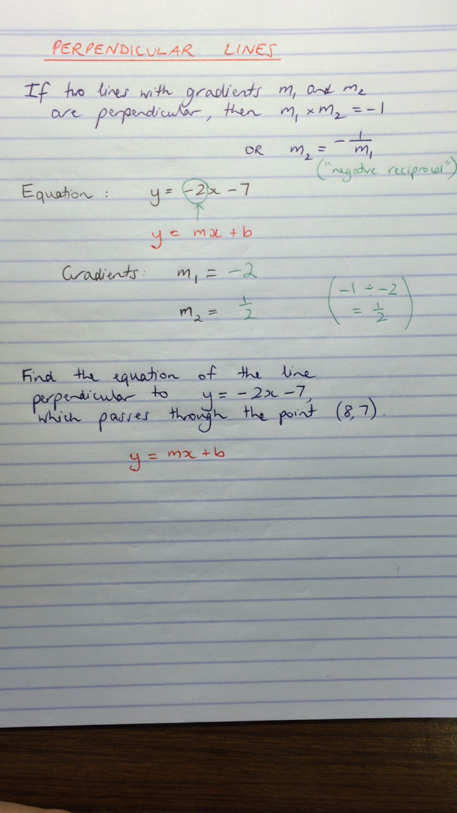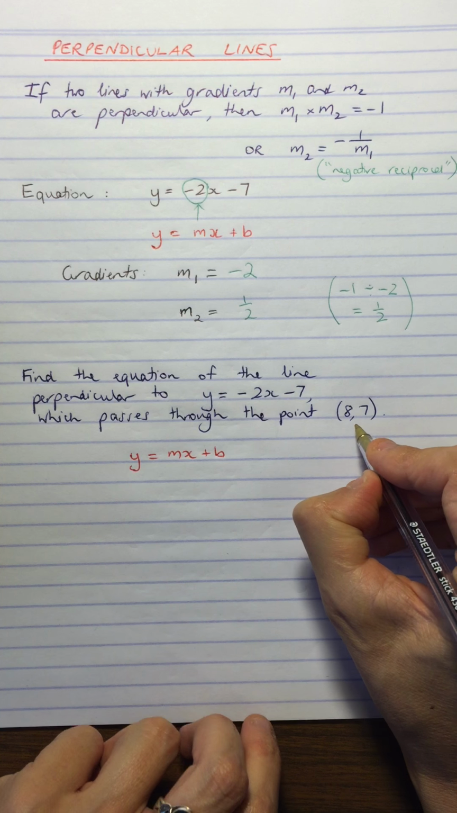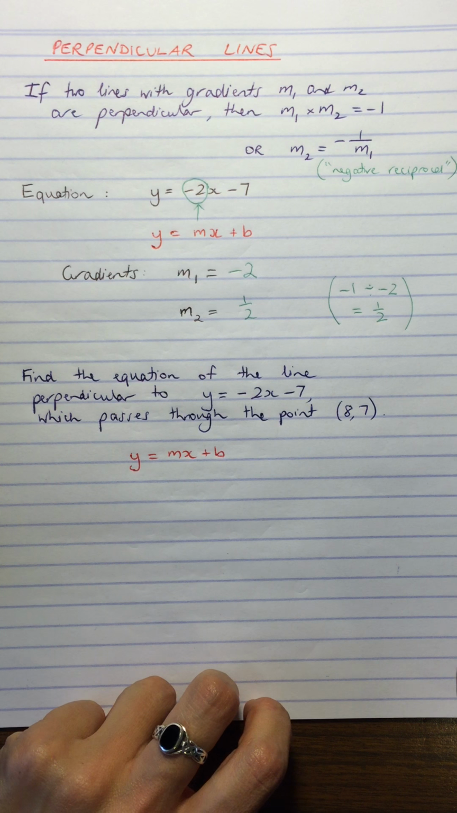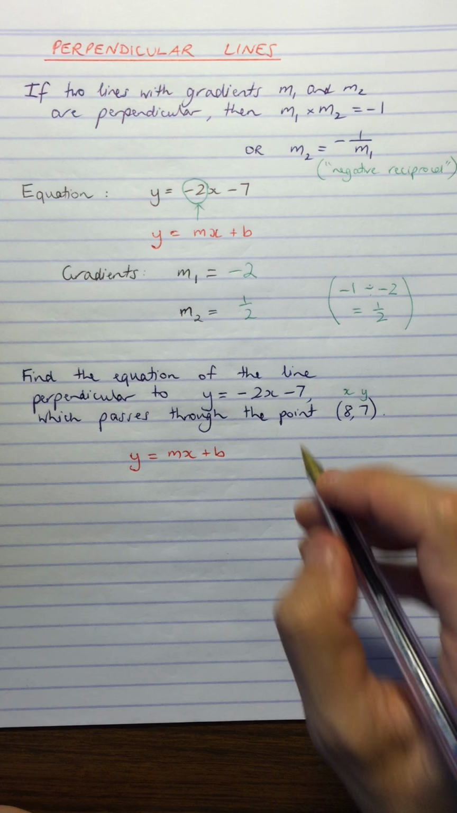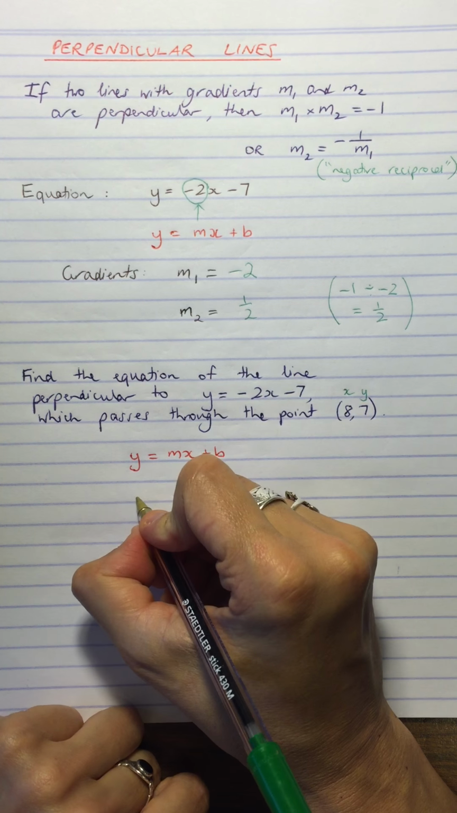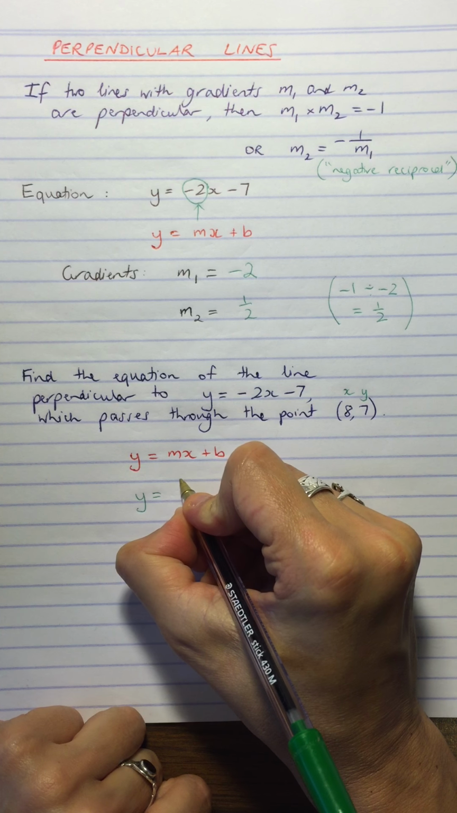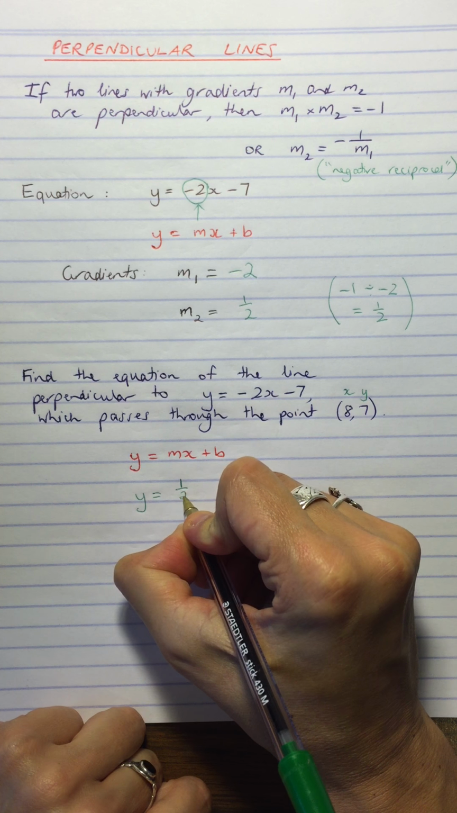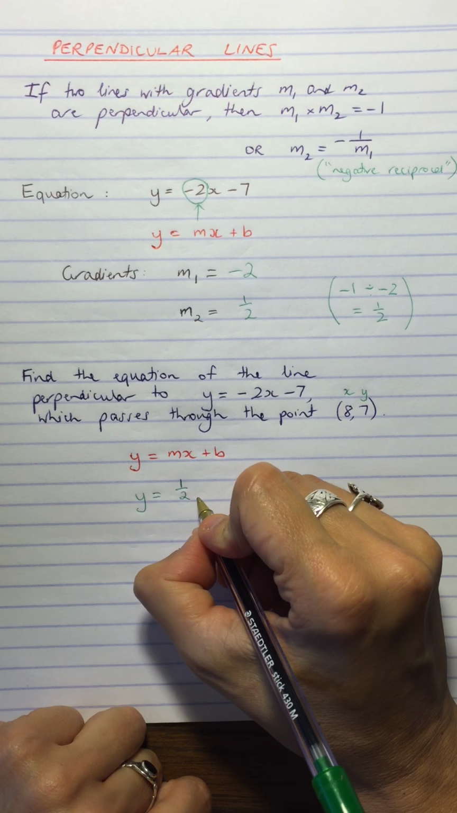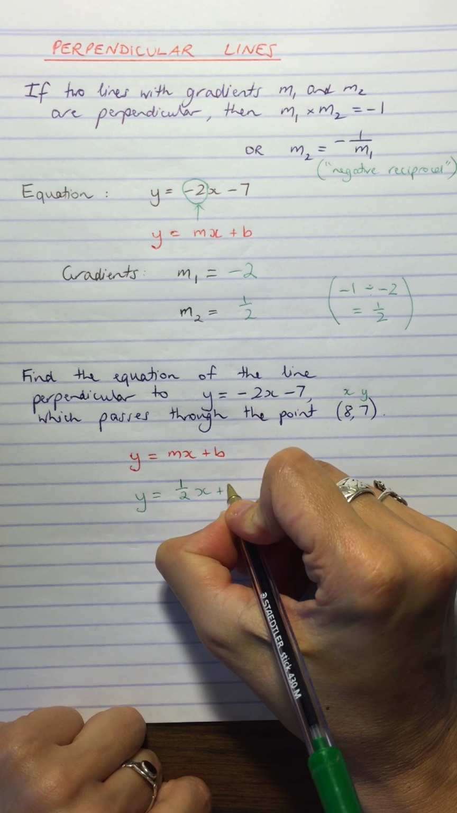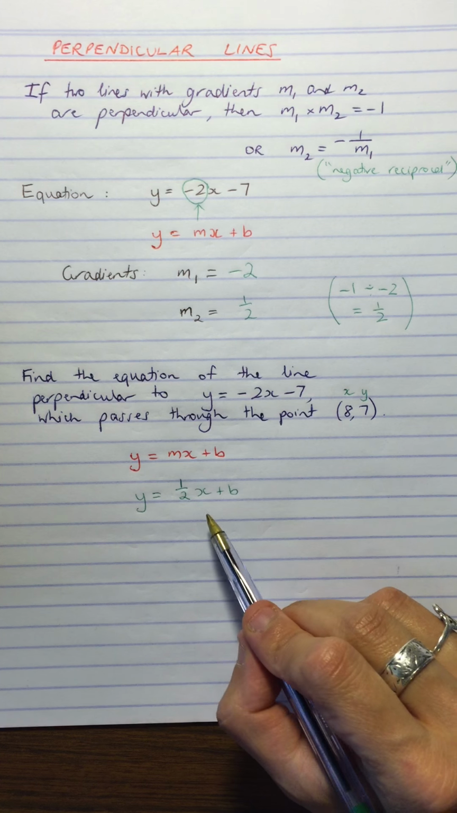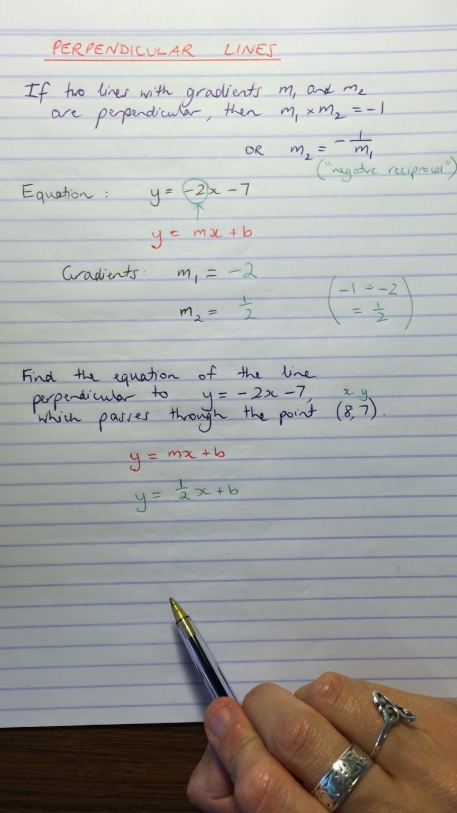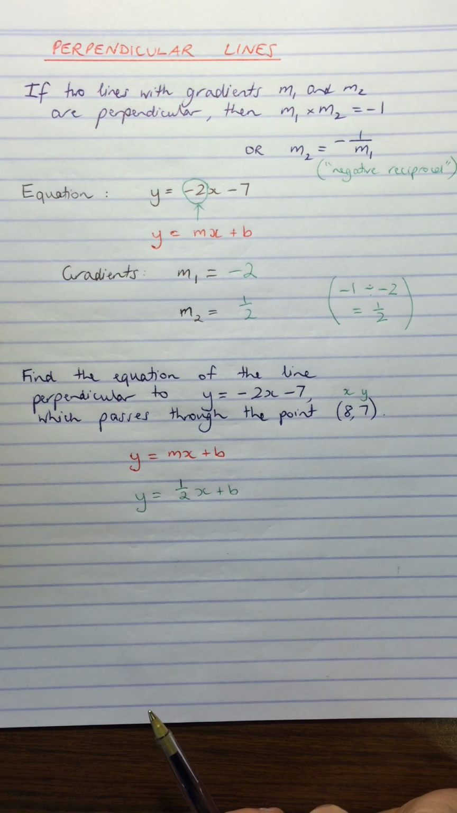And we're being asked to find the equation of this perpendicular line, and we're told it passes through the point 8, 7. So in other words, when x equals 8, y equals 7. Let's substitute what we know so far. y equals the gradient, which we can replace with 1/2, so we get y equals 1/2 x plus b. So we're making a line with a perpendicular gradient. We still need the b, we need the y-intercept.